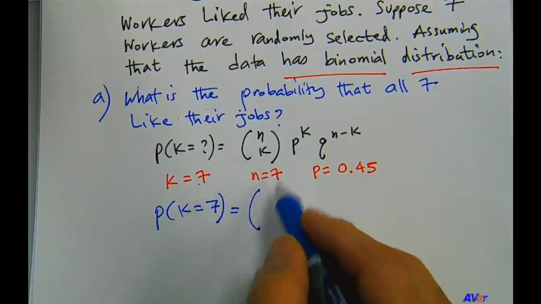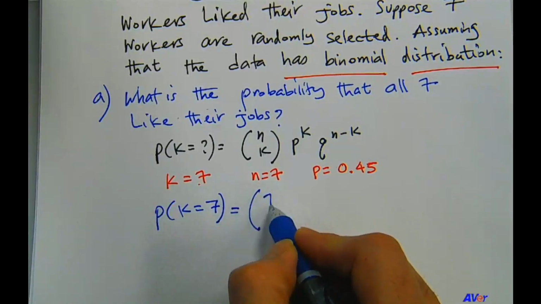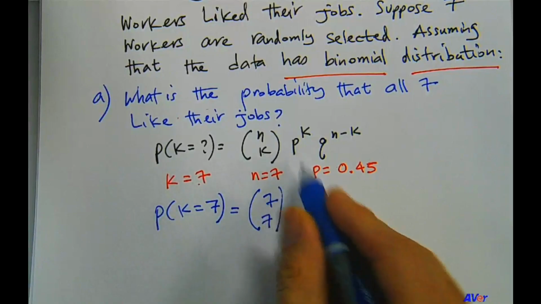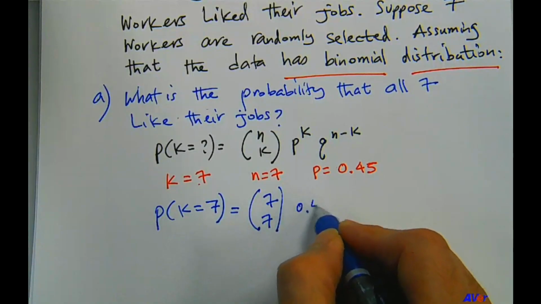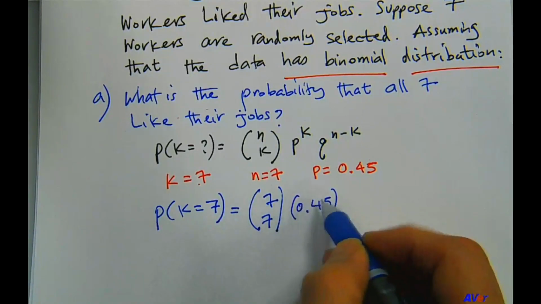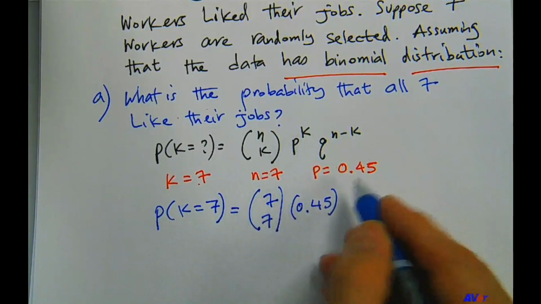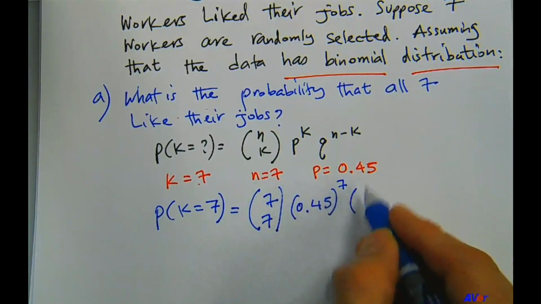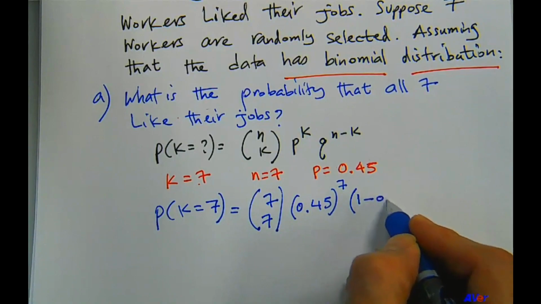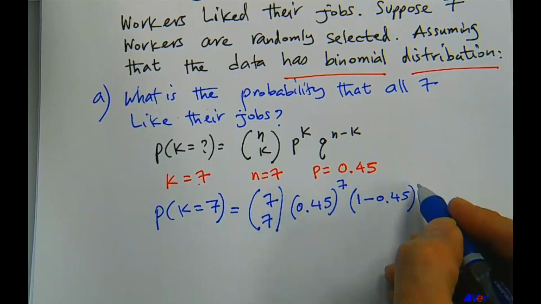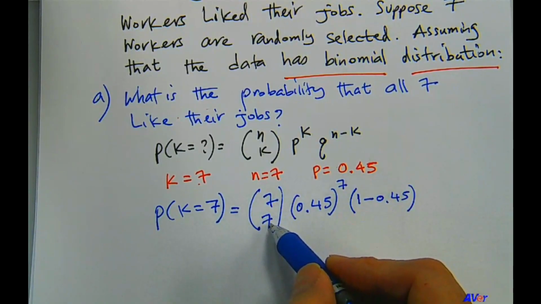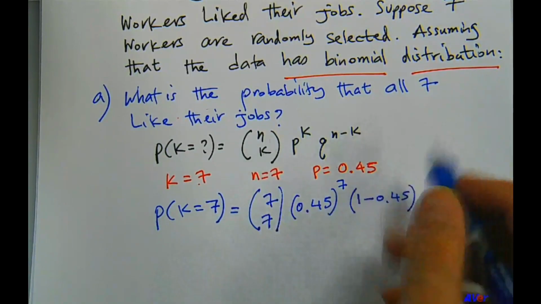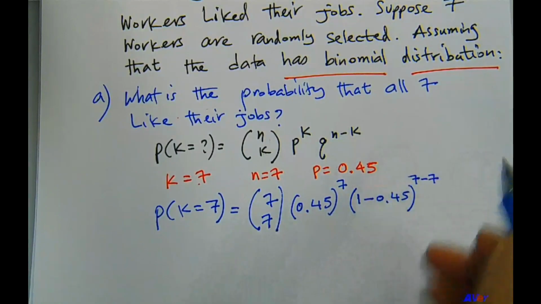Okay, so let's plug in. N is 7. K is 7 also. P is 0.45, raised to the k power, which is 7, times 1 minus P, or 1 minus 0.45, raised to the 7 minus 7 power, or n minus k. N is 7, K is 7 in this case. 7 minus 7 would be 0, right?